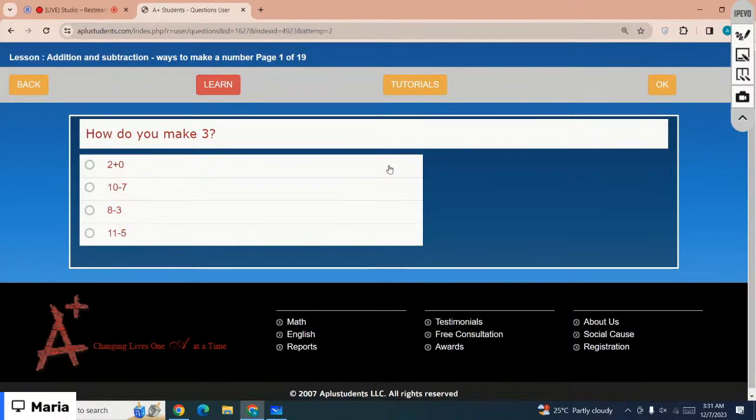For example, the first one is how do you make 3? You are given 4 options. Just solve them and see which option makes 3. Add them, subtract them, whatever operation you have. So which is the correct option? Very good. That is option number 2. 10 minus 7 is the one that makes 3. That is the only option that makes 3. So option number 2 is the correct option.